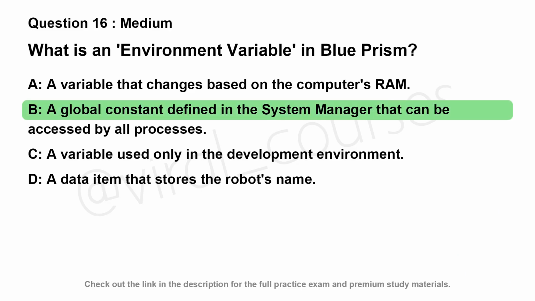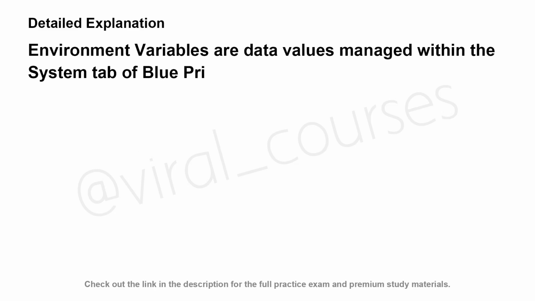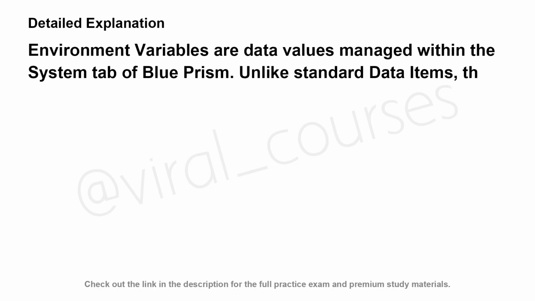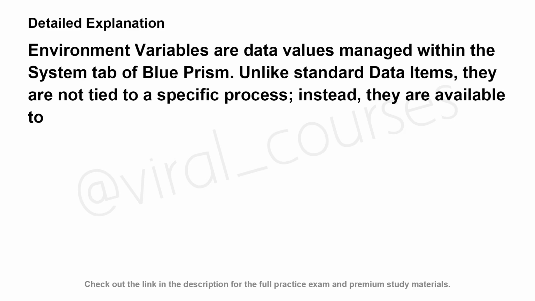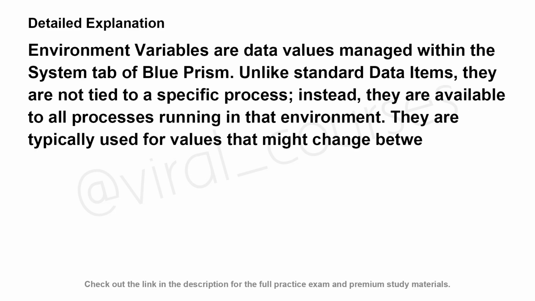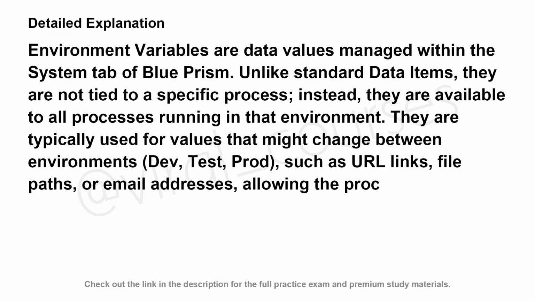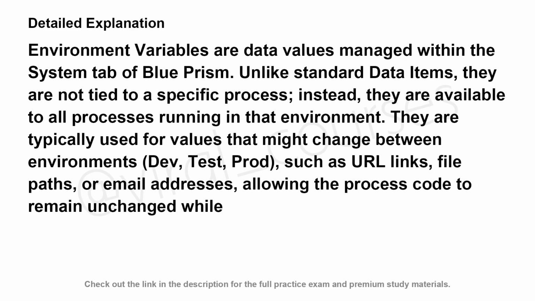The correct answer is B. Environment variables are data values managed within the System tab of Blue Prism. Unlike standard data items, they are not tied to a specific process. Instead, they are available to all processes running in that environment. They are typically used for values that might change between environments. Dev, test, prod, such as URL links, file paths, or email addresses, allowing the process code to remain unchanged while the configuration adjusts.